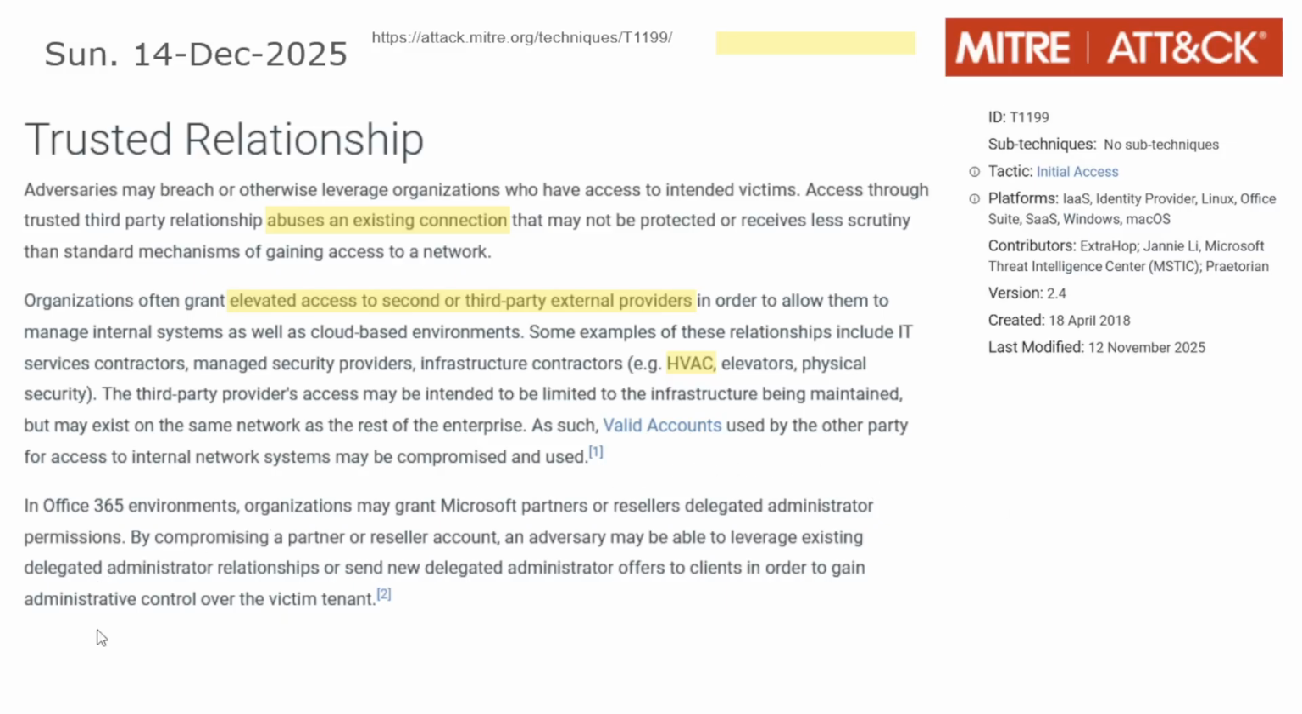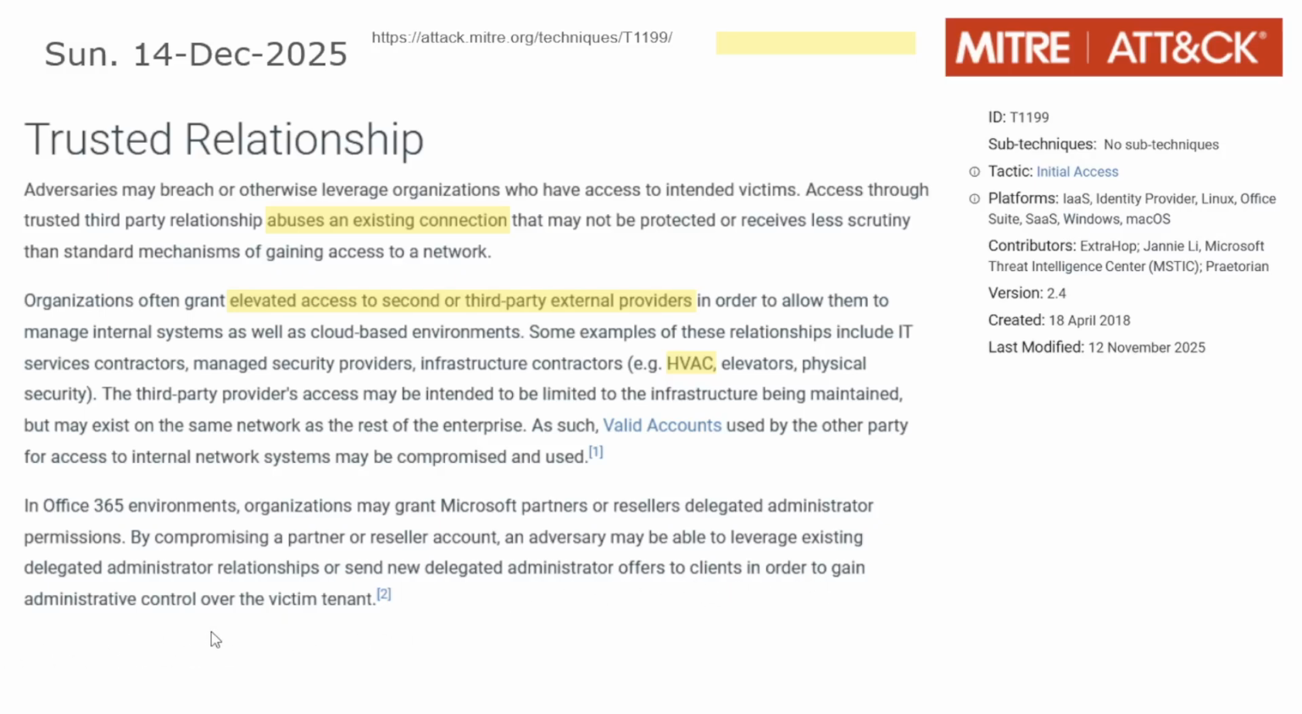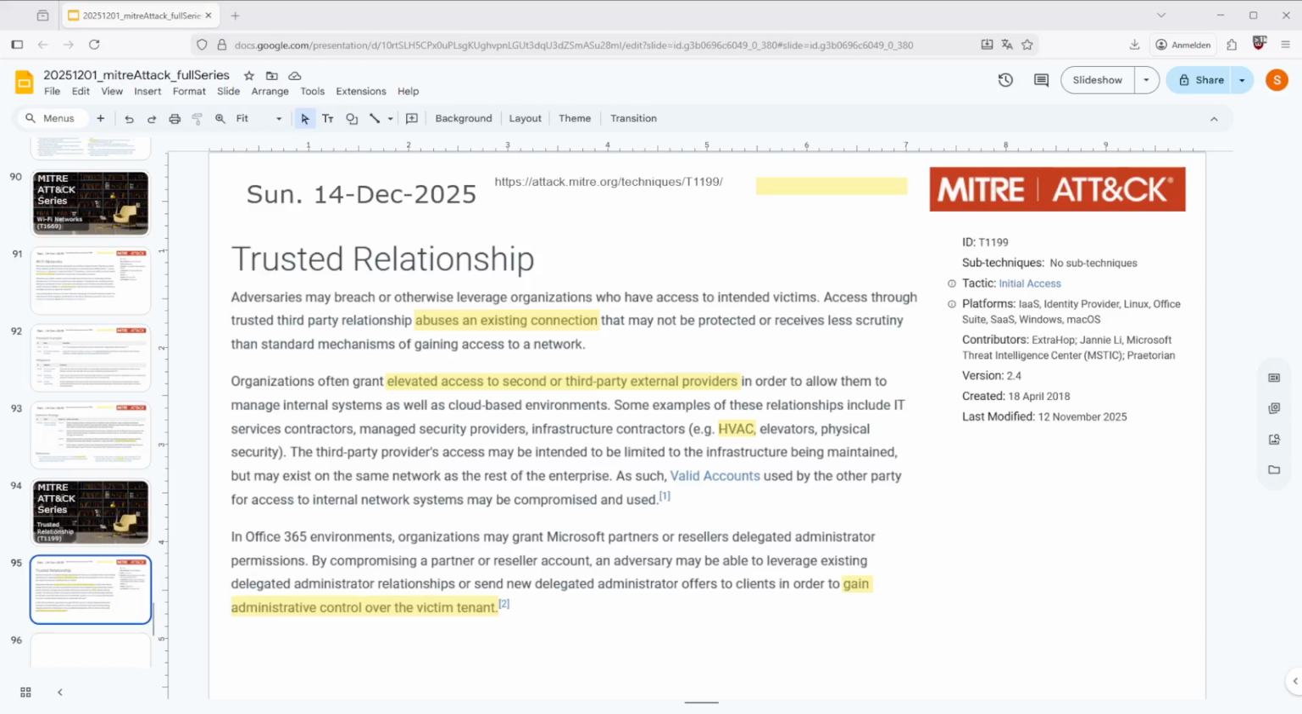Then in Office 365 environments, organizations may grant Microsoft partners or resellers delegated administrator permissions. By compromising a partner or reseller account, an adversary may be able to leverage existing delegated administrator relationships, or send new delegated administrator offers to clients in order to gain administrative control over the victim tenant. This is the last step, administrative control over the tenant, and that word gain we should mark as well. This is the last step in the kill chain, action on objective. That's what they want. Alright, so now we know a little bit about what it is. Let's move on.